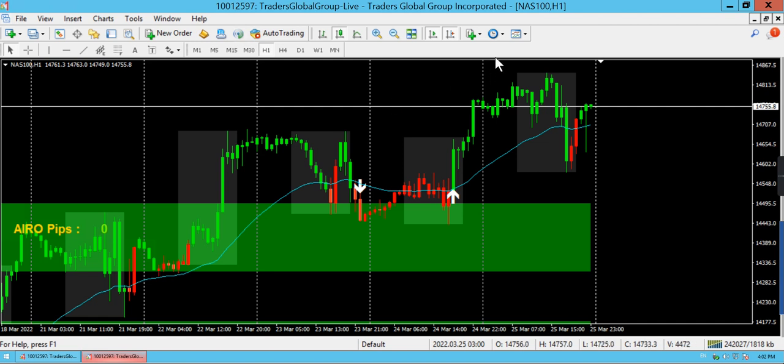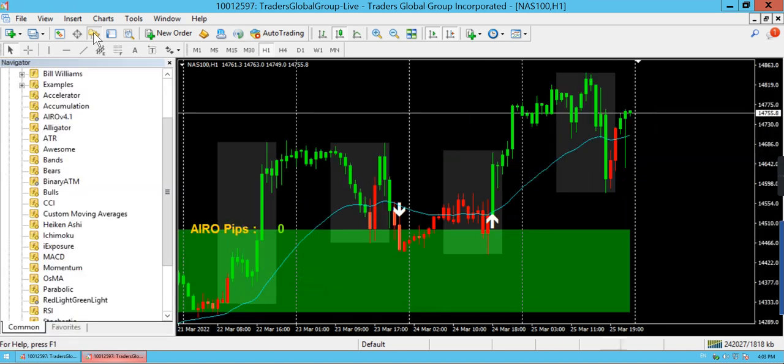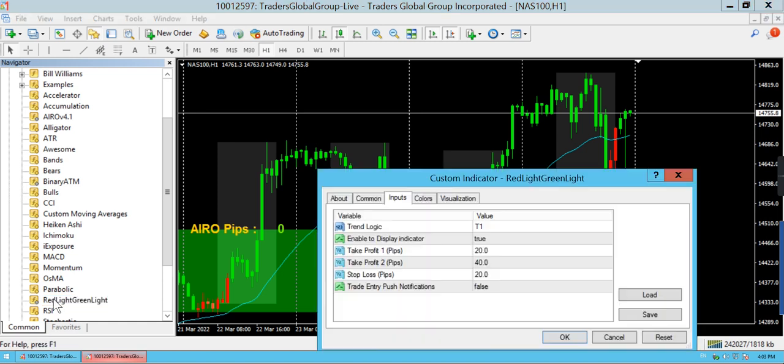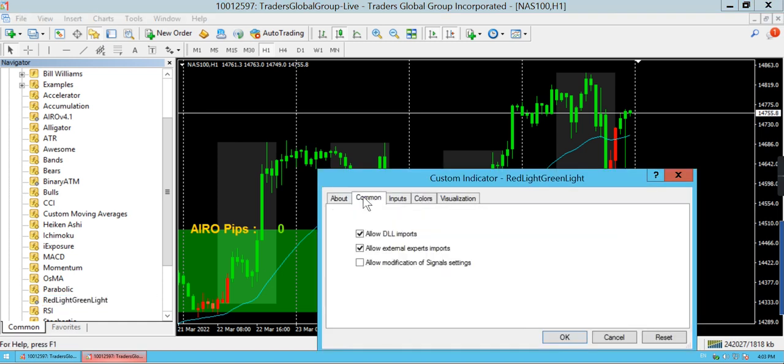Alright. The next thing after arrow is I put on red light, green light. So we're going to go to the navigator. Red light, green light is the indicator. You're going to click on it, either double click or click and drag, and I'm going to make sure that these two are always checked.